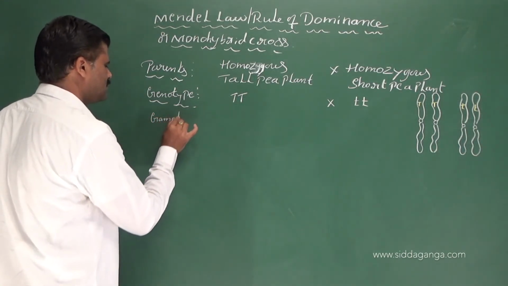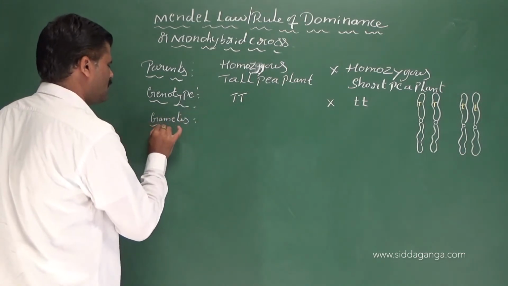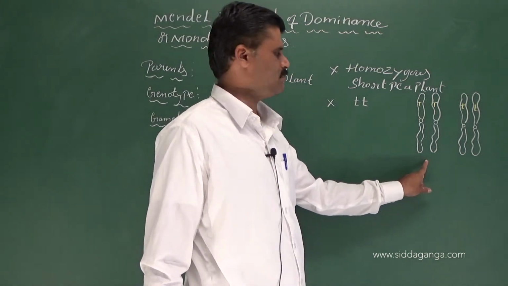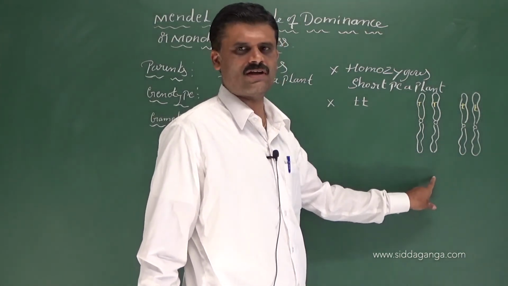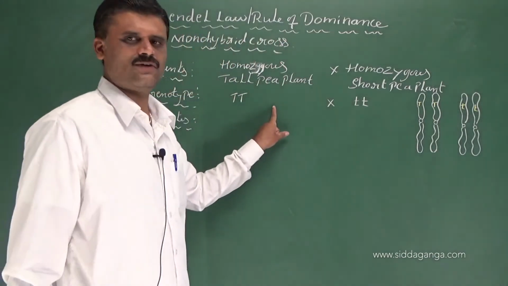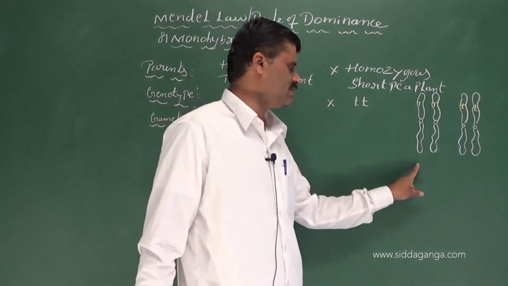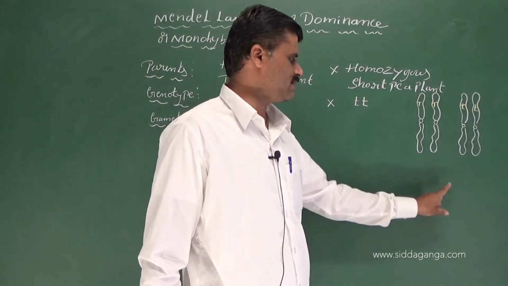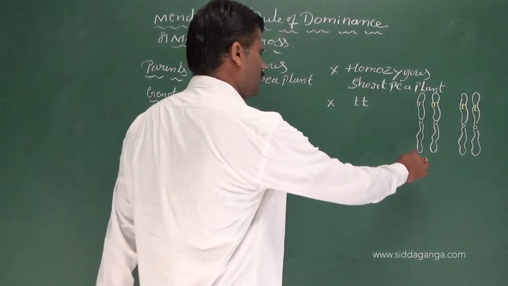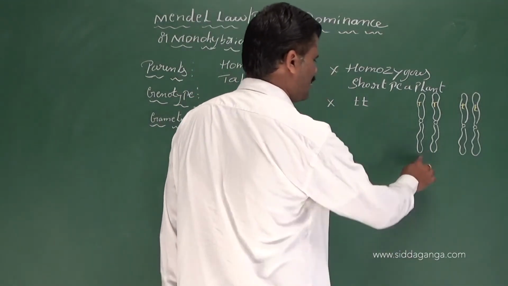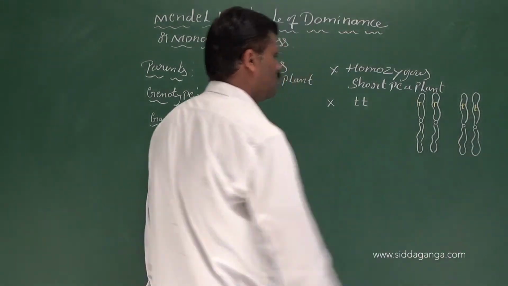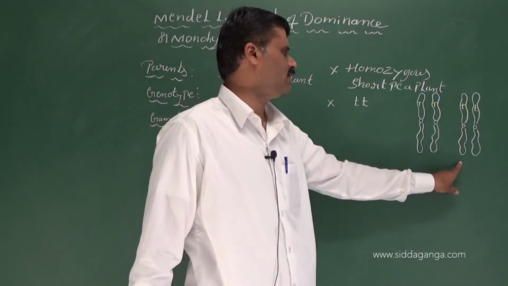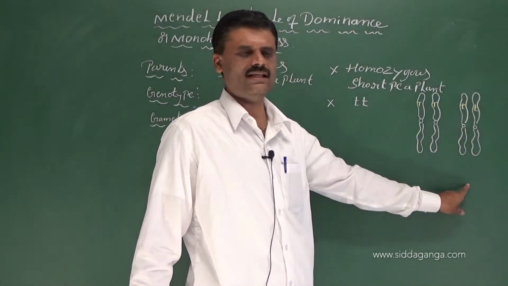Next, gametes. See, these are the parental chromosomes. These parental chromosomes undergo the process of meiosis. Since it is sexual type of reproduction, after meiosis it gives rise to gametes, that is the sperms and the ovums. In plants, the pollen grains contain the male gametes, and the ovule, that is the female part of the plant, contains the female gamete, that is called as egg.